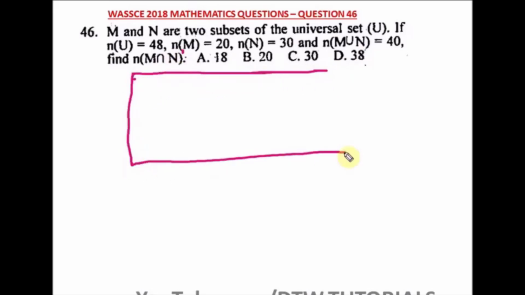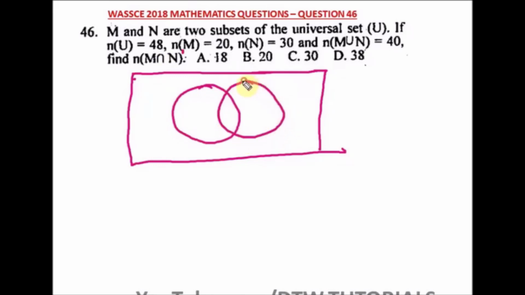So from here, let us interpret this by drawing our Venn diagram. We have to first interpret the question before we move forward. Since there's an intersection here, it means the two subsets intersect. So we have M and N. Since we are not told the intersection, let us just give the intersection of the two subsets the value X, because it's our unknown.